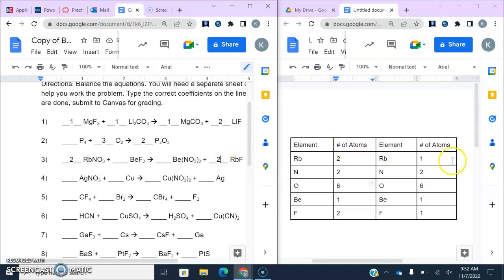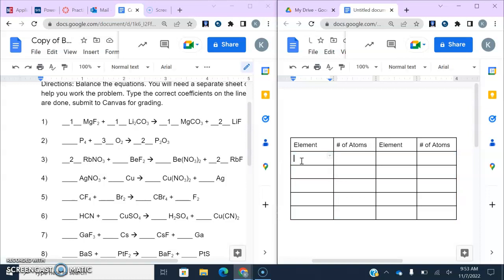So that 2 now will give me 2 rubidium, and it will give me 2 fluorine, which will also solve my problem with my unbalanced fluorines. Okay, so now we've got 2 rubidium, 2 nitrogen, 6 oxygen, 1 beryllium, and 2 fluorine. And that, my friends, is absolutely a balanced equation. And I'm going to try to do one more really quick before my timer runs out so that you guys can get one more example.